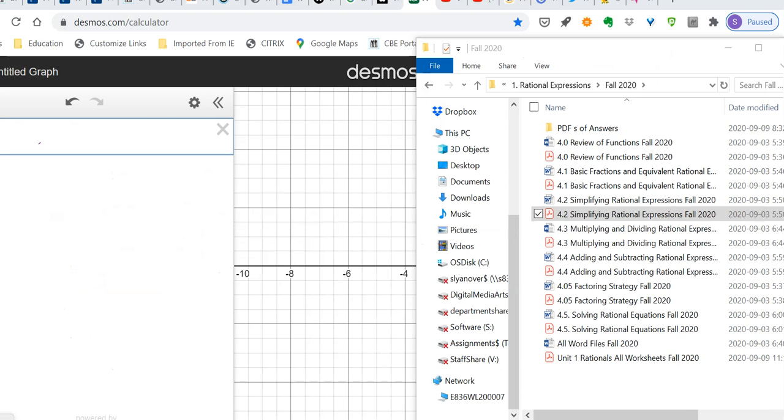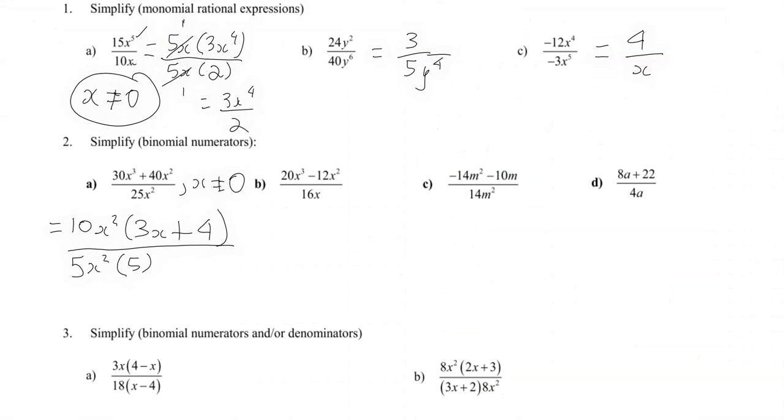Now, the x squareds cancel. 1 and 1. The 5 goes into the 10 twice. So we have 2 times 3x plus 4, all over 5.